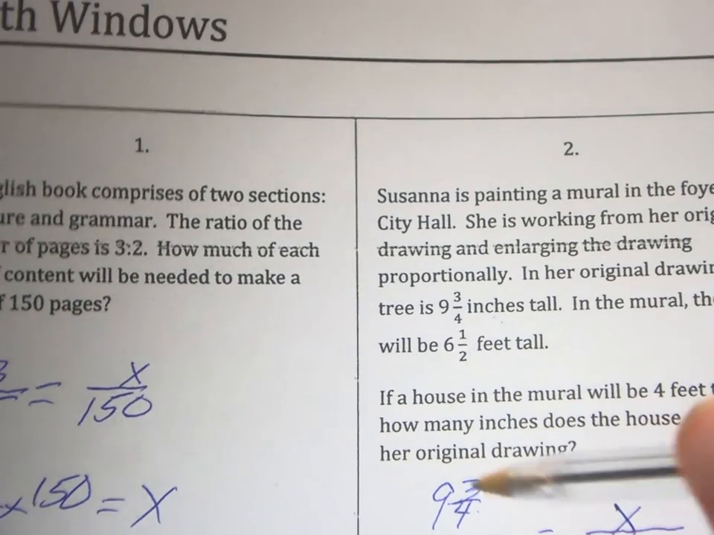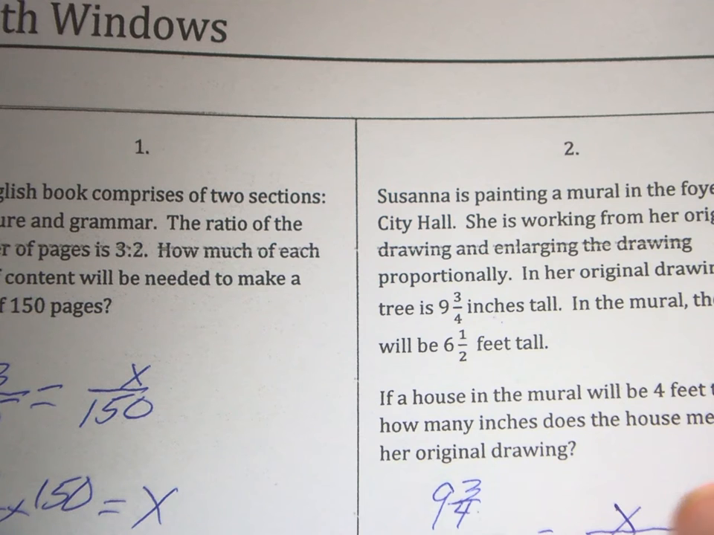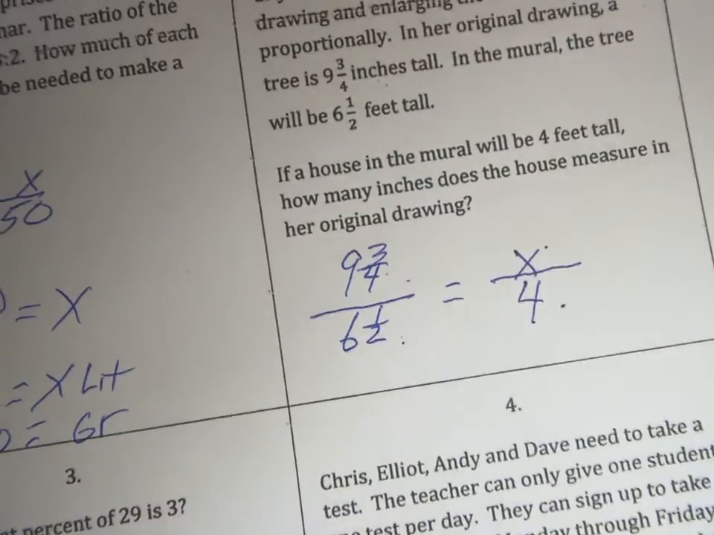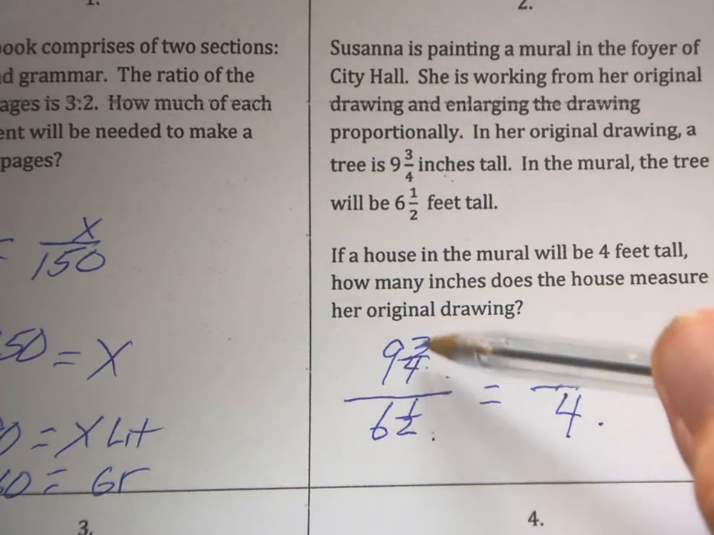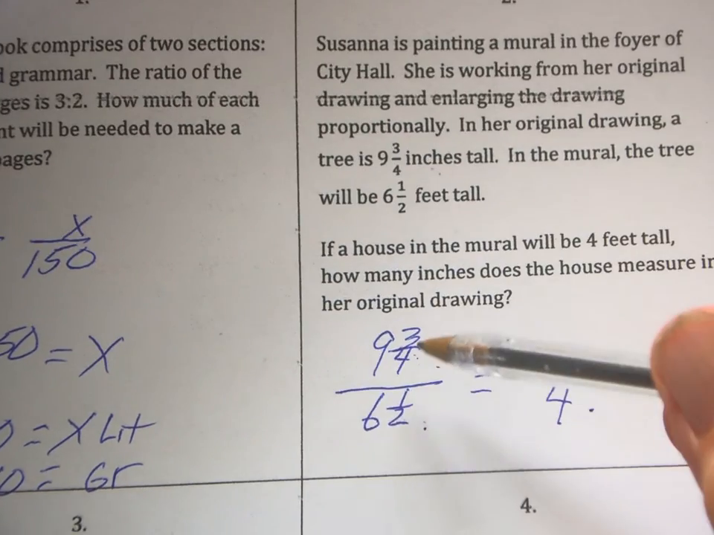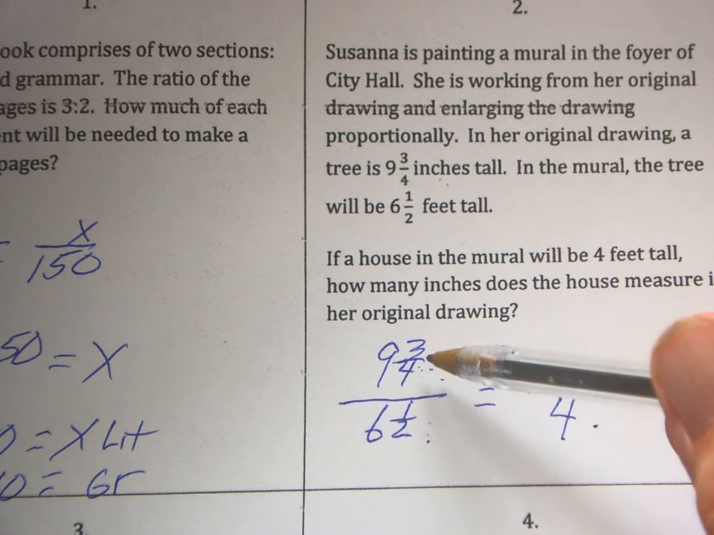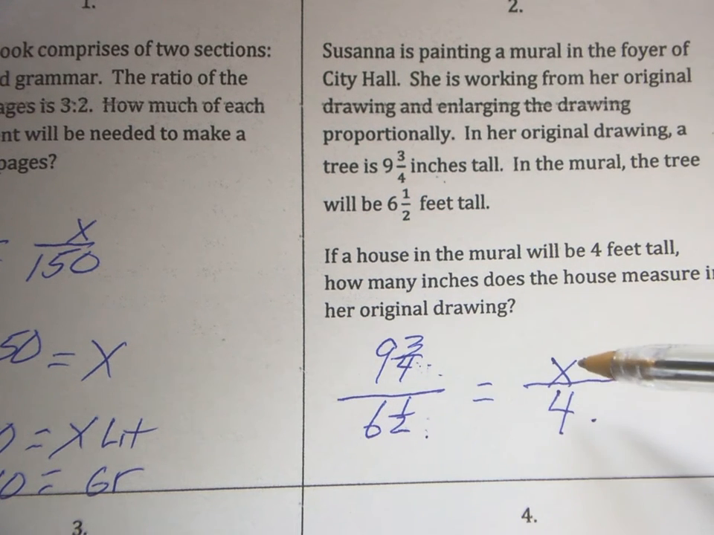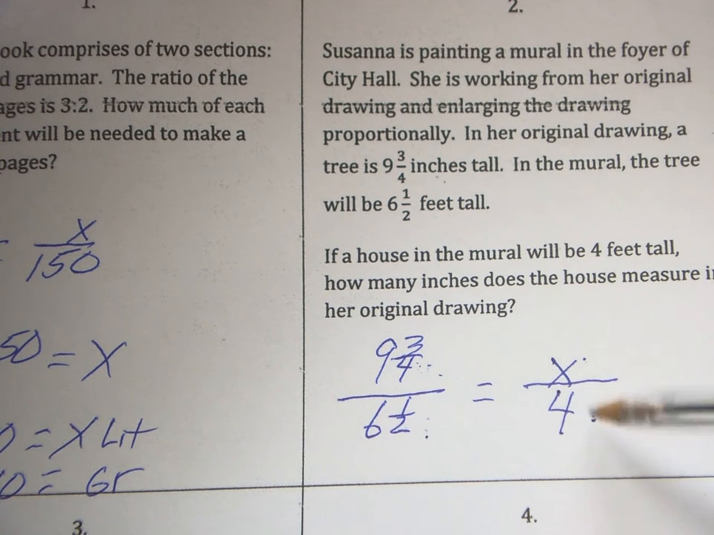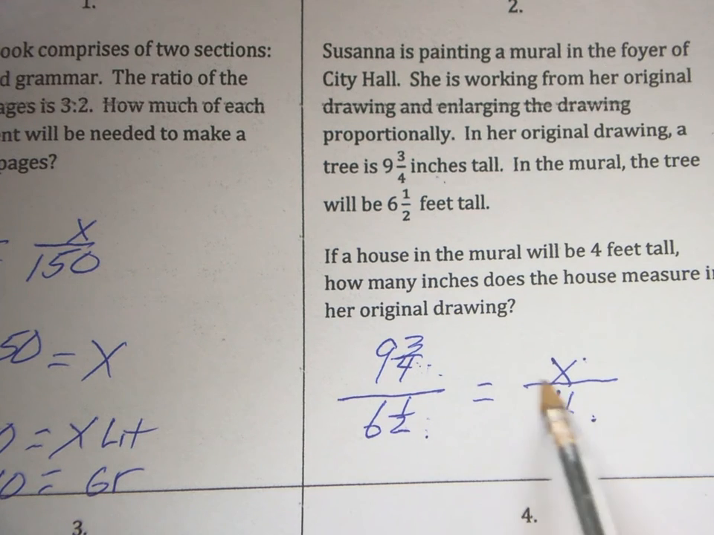So we compare the tree to the mural. Now these are feet, but these are inches. That's okay. I compare the original to the mural of the tree. So on the house, I'm going to do the original and the mural on the bottom too. Just got to remember the top ones are inches and the bottom ones are feet. Okay, so how do we solve for x?